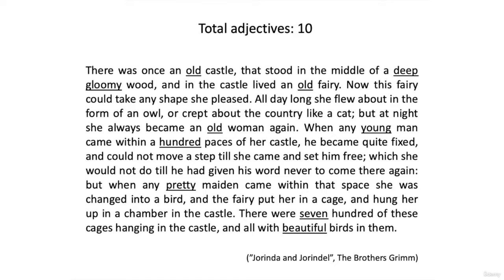Notice how 100 is an adjective when placed before the noun paces. But 7 is an adjective before the noun 100. 100 can both be a noun and an adjective depending on how it is used in a sentence. Great work! Now time for review.